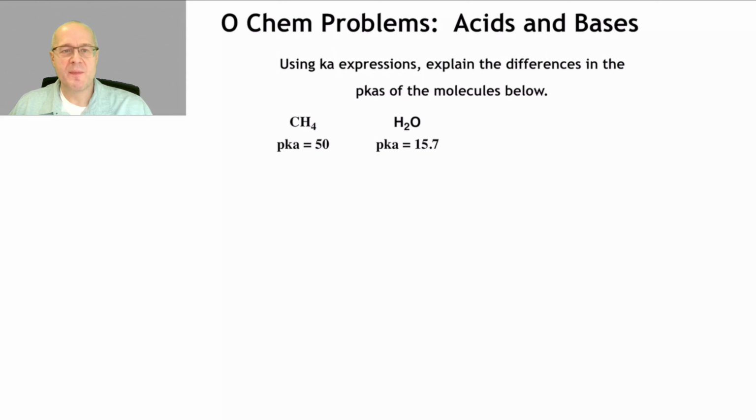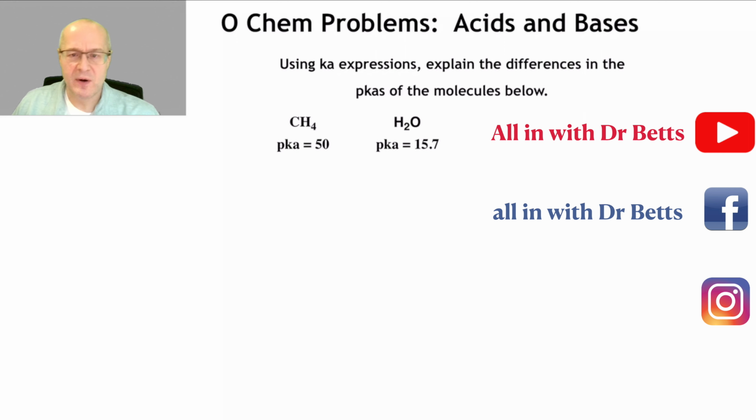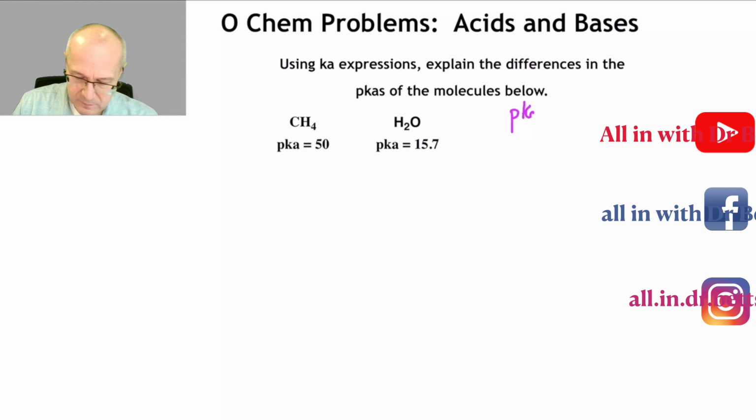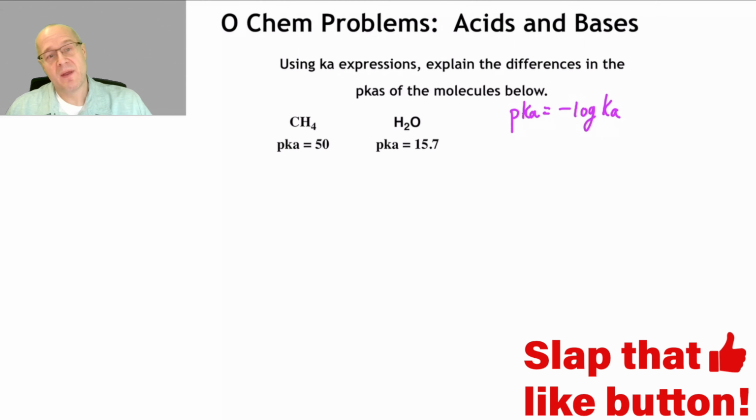Hey guys, Russ here. Welcome back to another fantastic chemistry video, and today we're going to talk about acids and bases. Using Ka expressions, explain the difference in the pKas of the molecules below. All right, well, there's a few things we got to cover here. First of all, pKa. pKa is the negative log of the Ka, and Ka is the equilibrium expression for a weak acid.